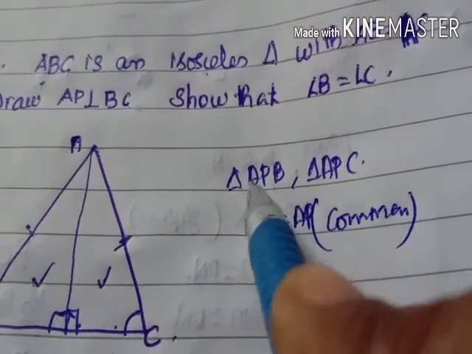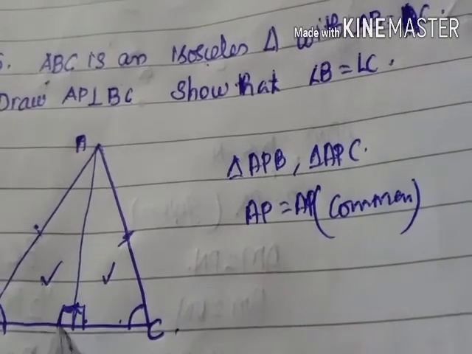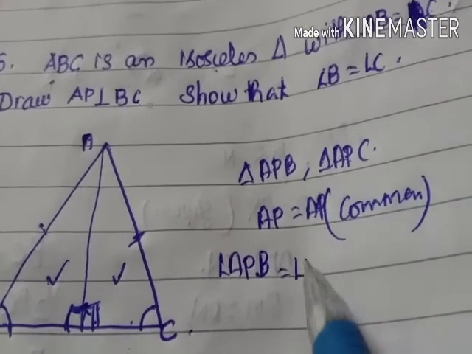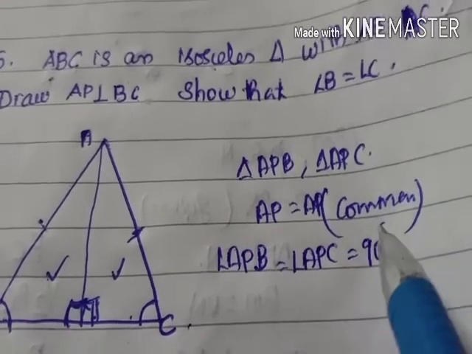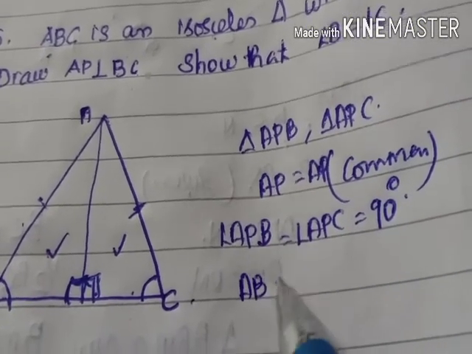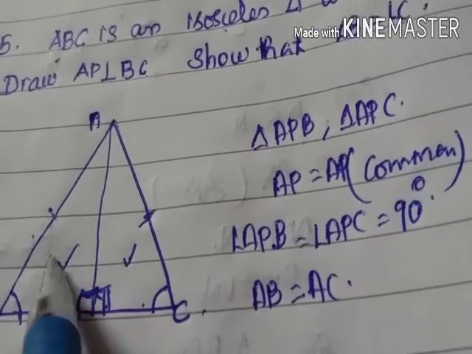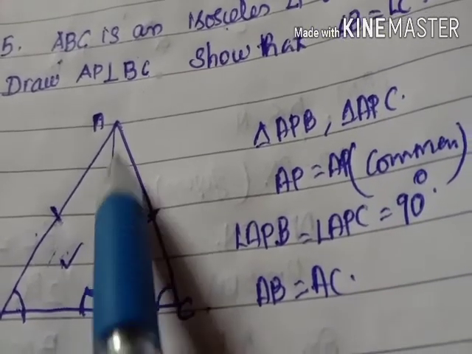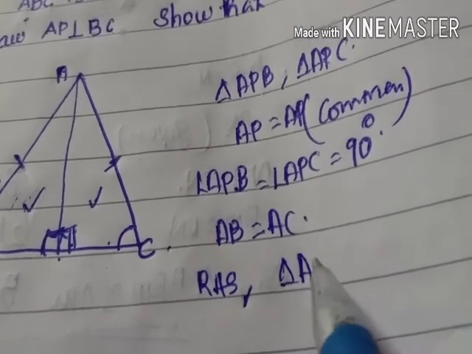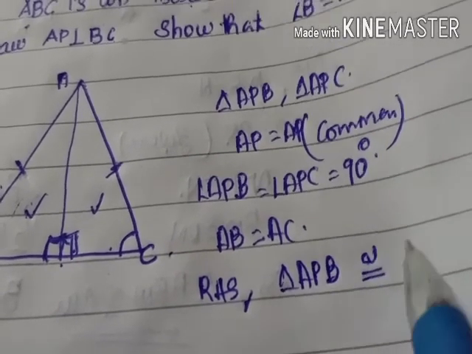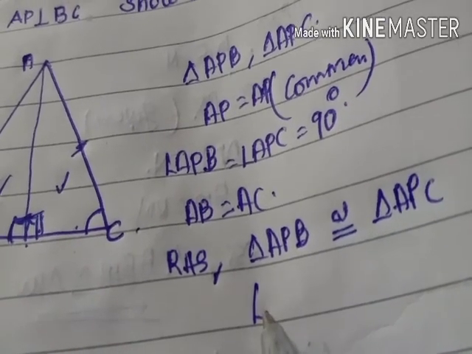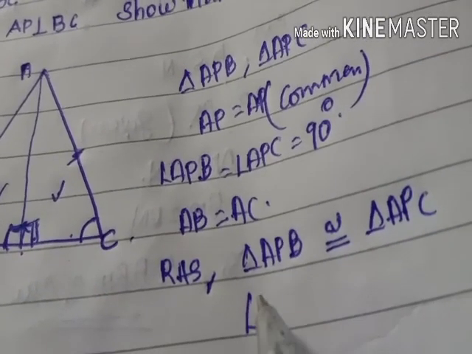So AP equal to AP. Now consider these two 90-degree angles. Angle APB equal to angle APC. Both are equal to 90 degree because AP is perpendicular. Now what about these two sides AB and AC? Because of isosceles, these two are equal. So the triangle APB is a right triangle. We consider hypotenuse and side, and therefore by RHS rule APB and APC are congruent, and therefore by CPCT rule.